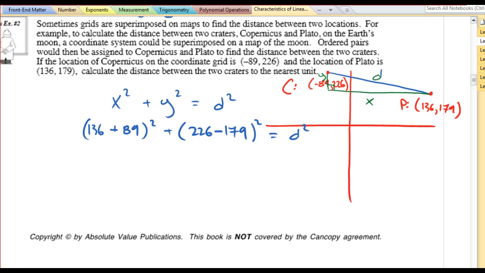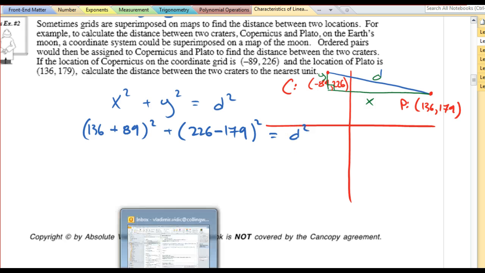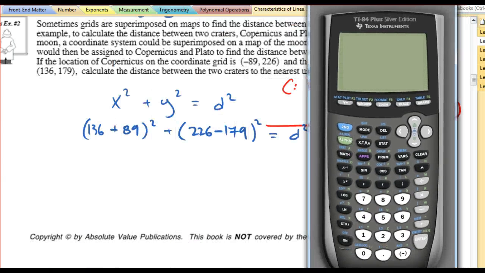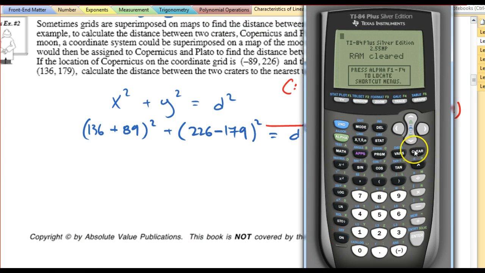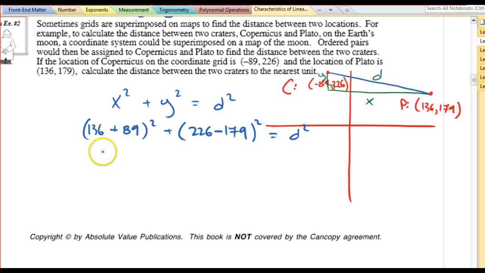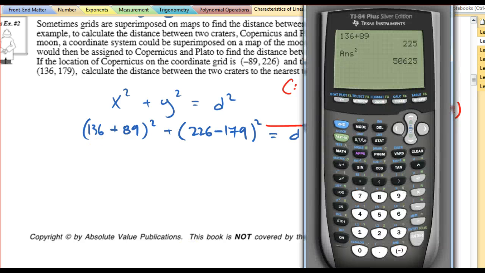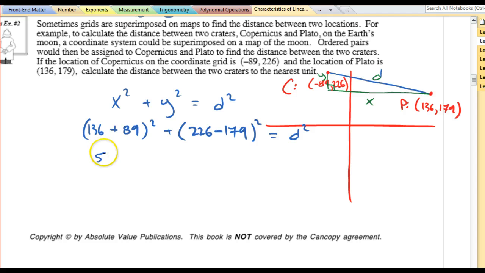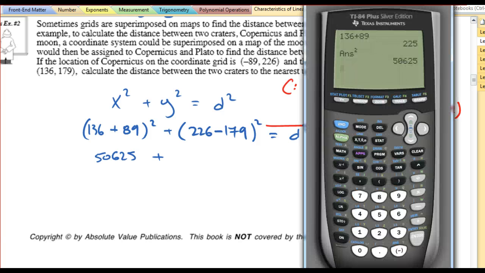Okay, now I just got to do some math in my head. Actually, I'm not going to do it in my head. I'm going to get my calculator out and do this on my calculator. I have 136 plus 89. Enter. Square that. Okay, large number. 50,625. So 50,625 plus 226 minus 179. Square that guy. 2209.